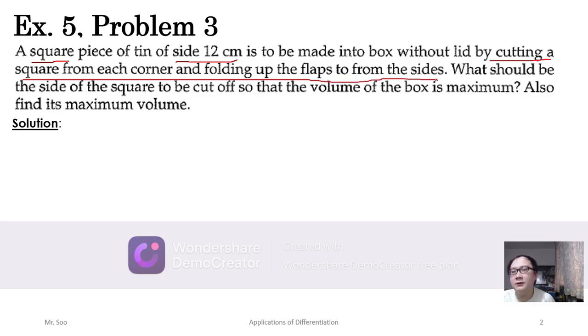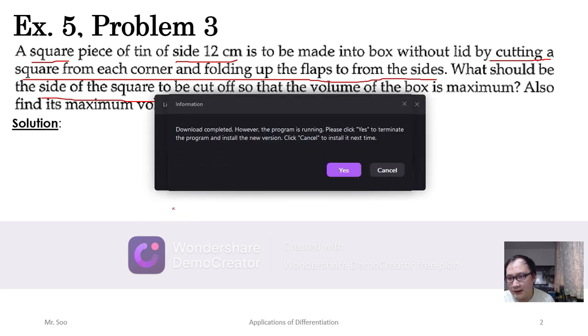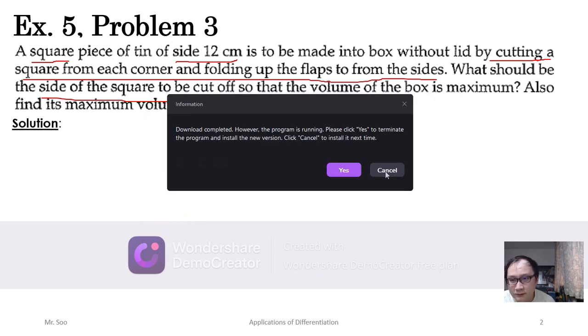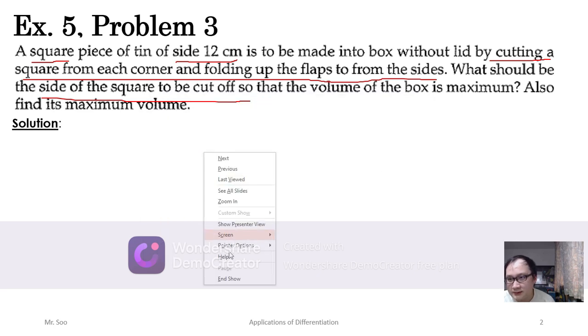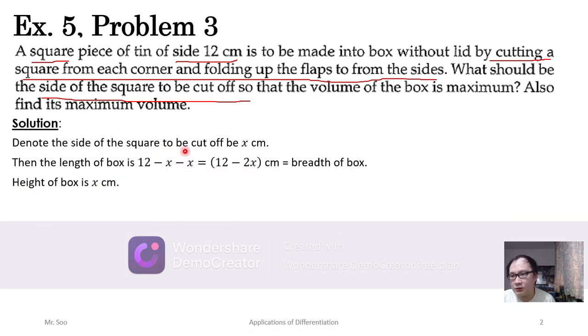Next, the question here is, what should be the side of the square to be cut off so that the volume of the box is maximum? Since the question is this, we will define the side of the square to be cut off to be x cm. Denote the side of the square to be cut off as x cm, because this is what we want to find, our objective.